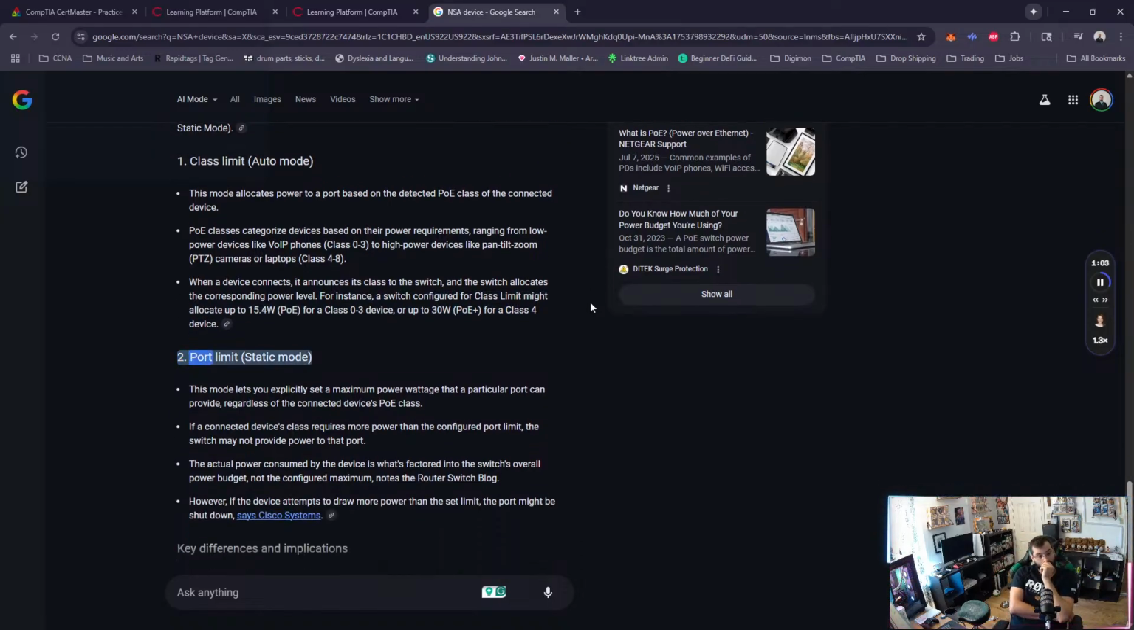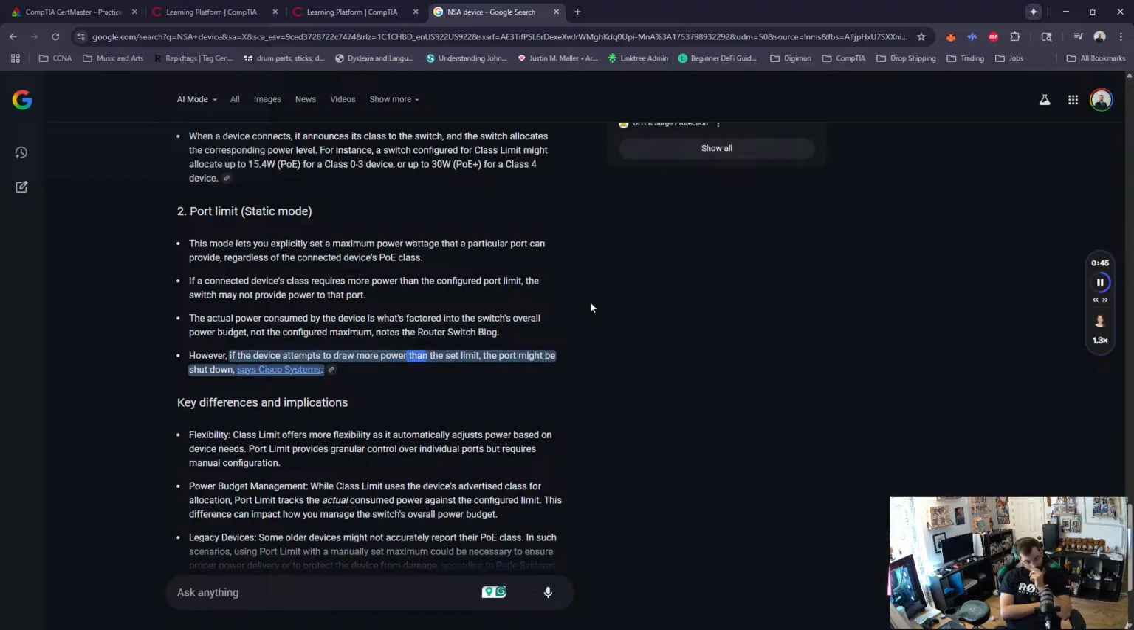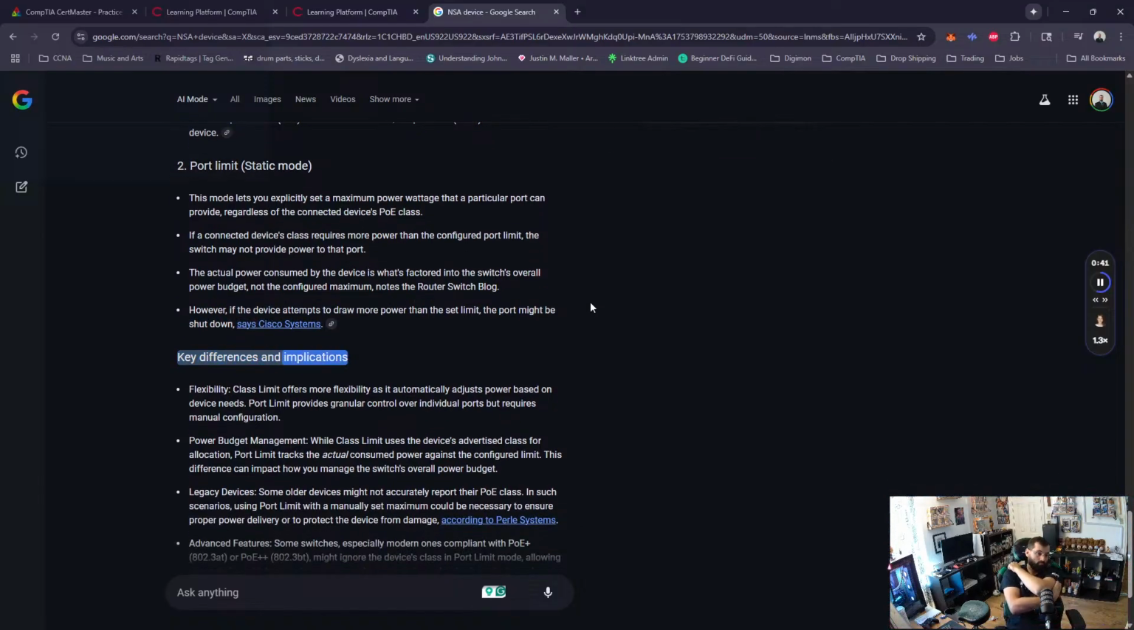Two, port limit, static mode. This mode lets you explicitly set a maximum power wattage that a particular port can provide, regardless of the connected device's PoE class. If a connected device's class requires more power than the configured port limit, the switch may not provide power to that port. The actual power consumed by the device is what's factored into the switch's overall power level, not the configured maximum, notes the router switch blog. However, if the device attempts to draw more power than the set limit, the port might be shut down, says Cisco Systems.